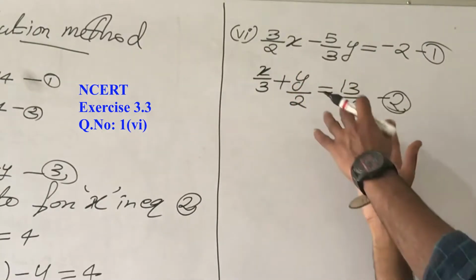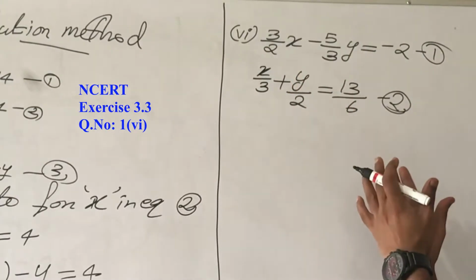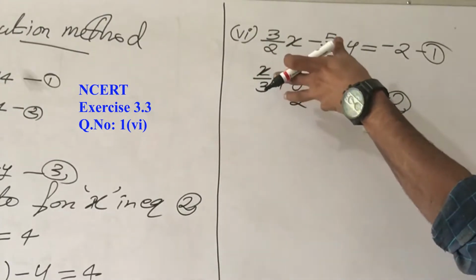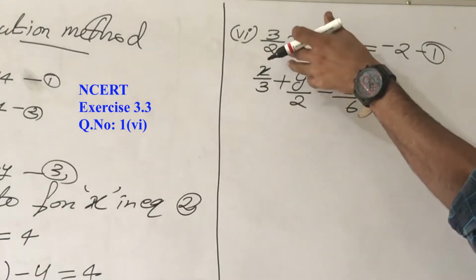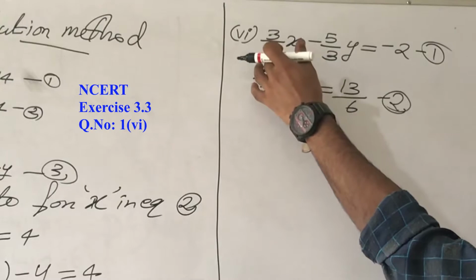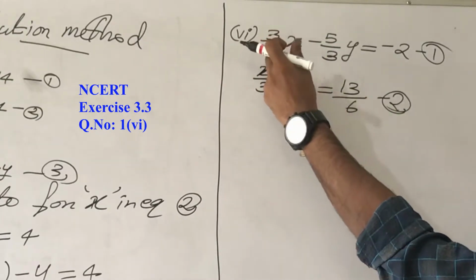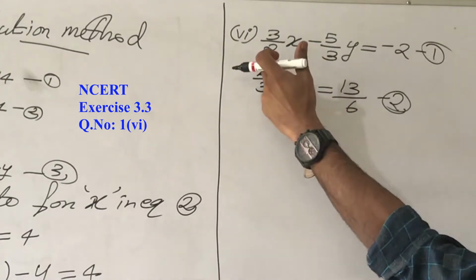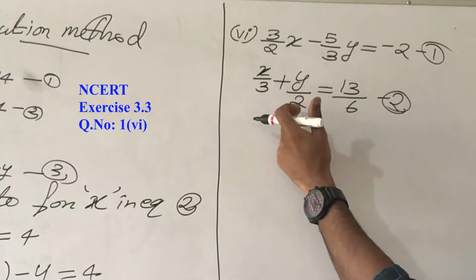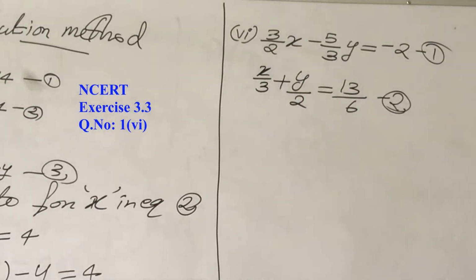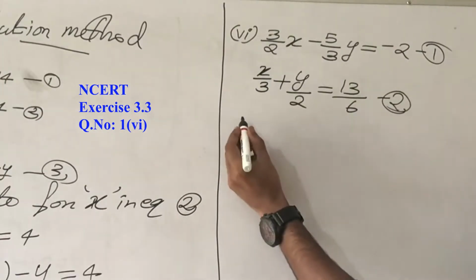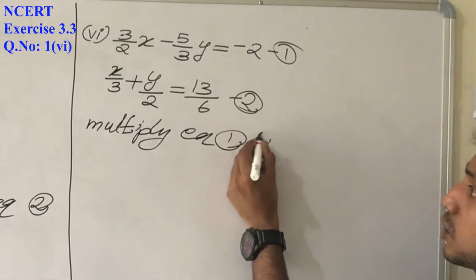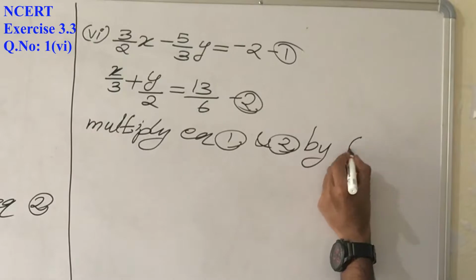Without eliminating also we can solve it, but for simple steps, we are going to eliminate the fractions, or convert the fractions into integer form. For that, multiply the equation by the LCM of these denominators. Here the denominators are 2 and 3, and here also 3 and 2 and 3. So the LCM of 2 and 3 is 6. So multiply equations 1 and 2 by 6.